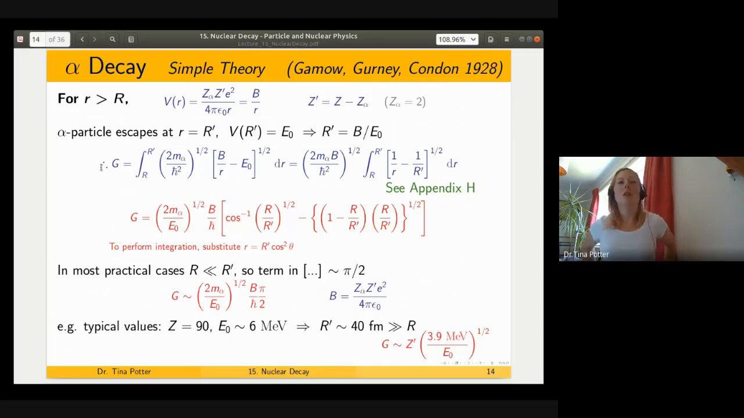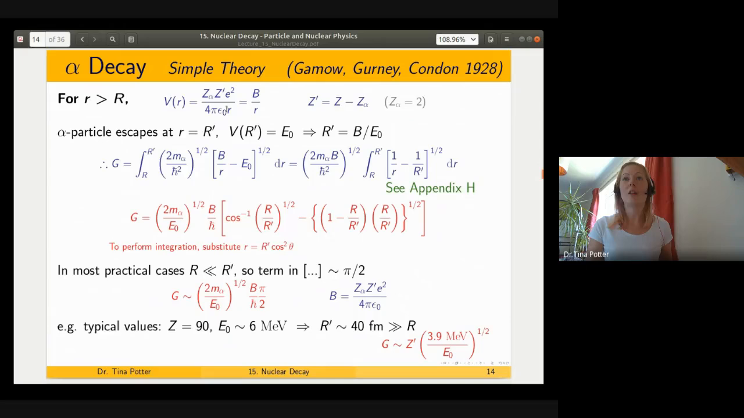Now, as the alpha particle goes beyond the radius of the nucleus, it's going to experience that simple Coulomb potential. That depends on, of course, the charge of the alpha particle, that's 2, and the charge of the daughter nucleus, that's whatever you started with, minus 2.